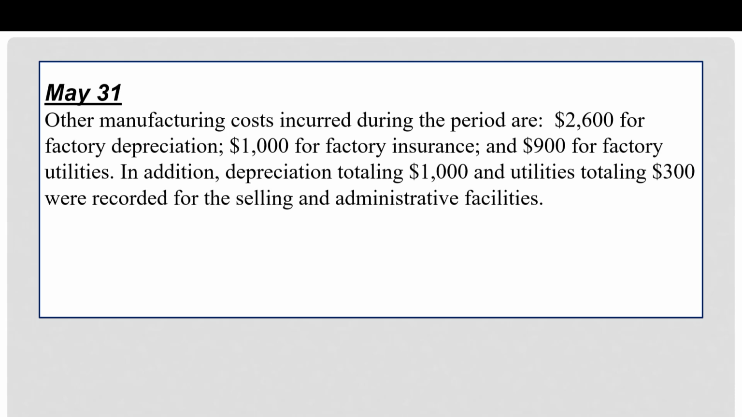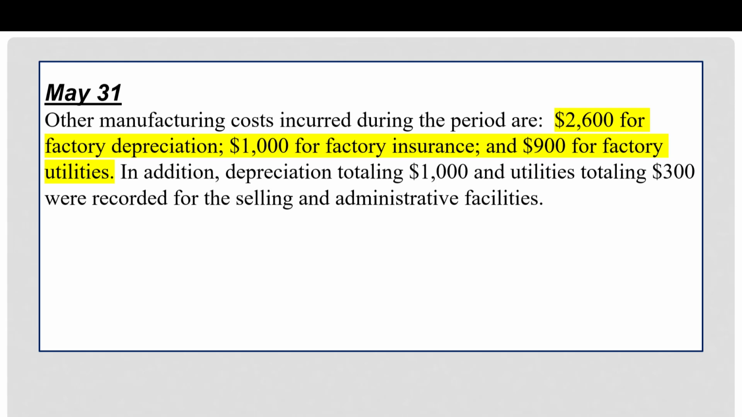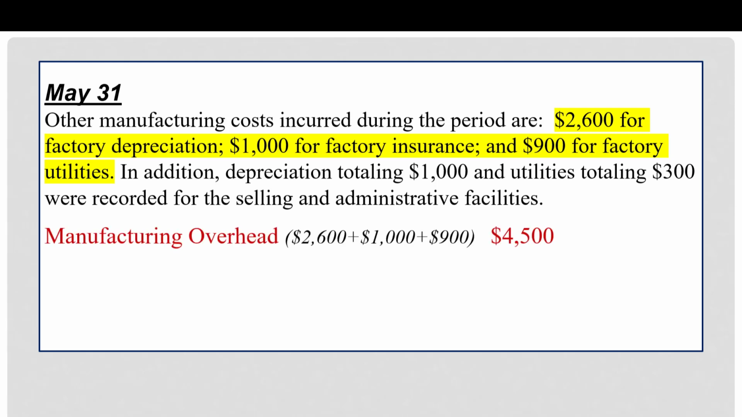Final journal entry on May 31st, it says other manufacturing costs incurred during the period are $2,600 for factory depreciation, $1,000 for factory insurance, and $900 for factory utilities. In addition, depreciation totaling $1,000 and utilities totaling $300 were recorded for the selling and administrative facilities. So recognize as you read through this that you have both product costs and period costs in this transaction. Looking first at the product cost, you can see the factory depreciation, the factory insurance, and the factory utilities will be a product cost. They are not direct material, they are not direct labor, so they are overhead. We actually incurred overhead costs totaling $4,500, so we will debit manufacturing overhead.